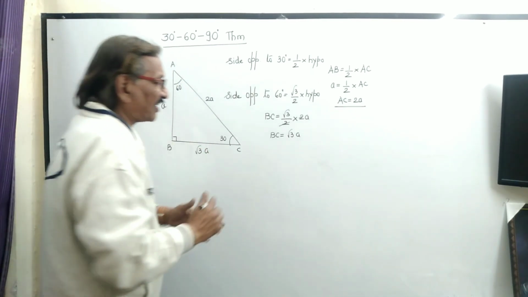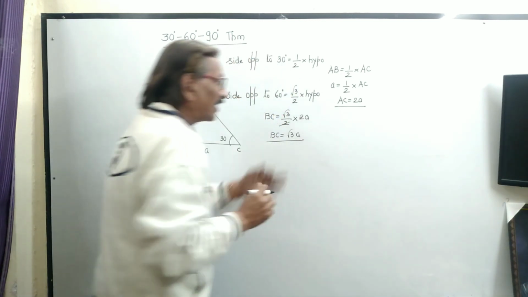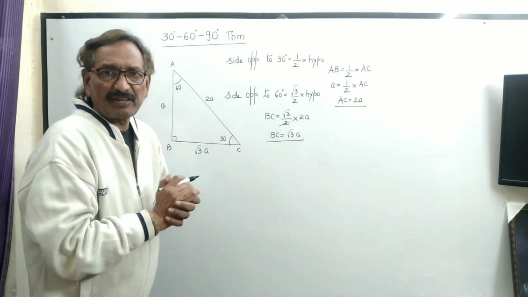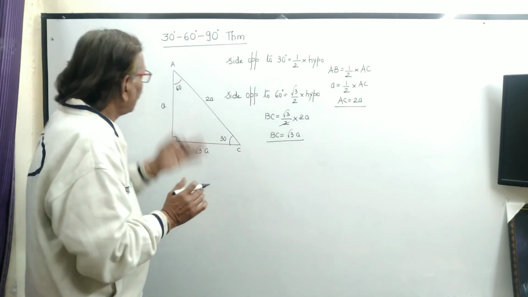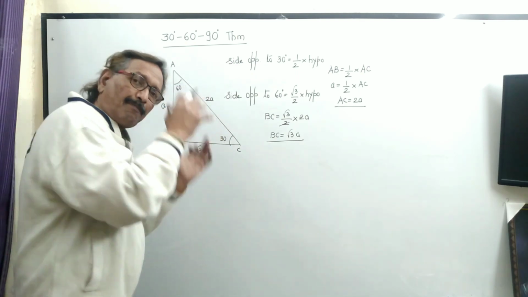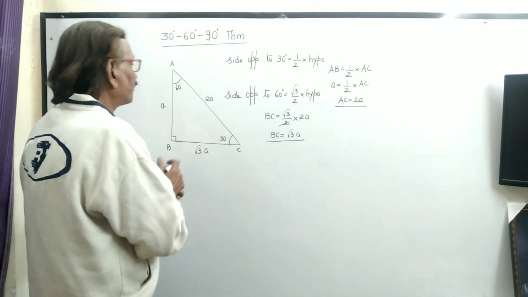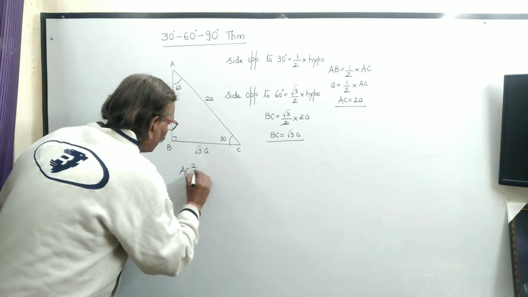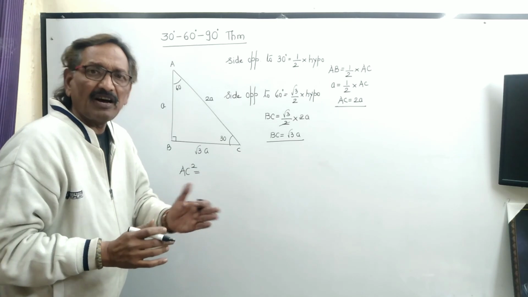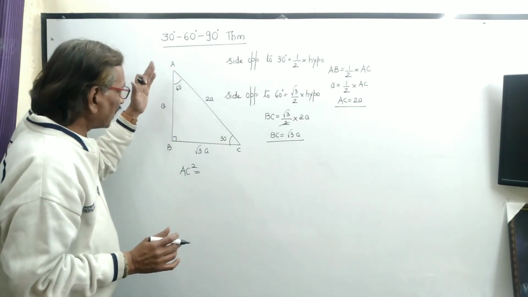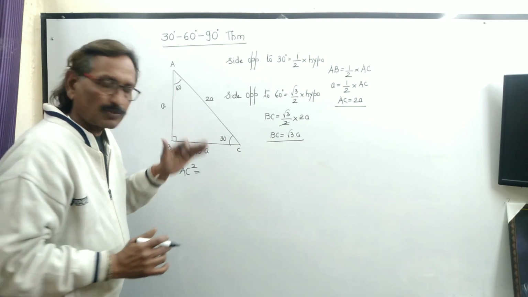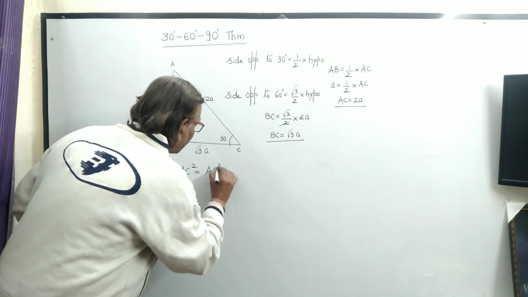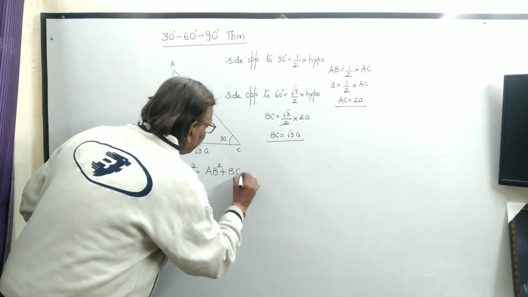Now we need to even check whether the things we have assumed are proper or not. And the best thing for this is Pythagoras theorem. In triangle ABC, if I apply Pythagoras theorem, it will be hypotenuse square, that is AC square, is equal to sum of the squares of the remaining two sides, that is AB square plus BC square. This is what Pythagoras says.